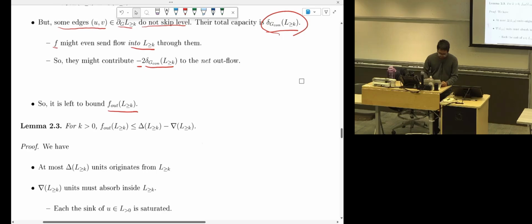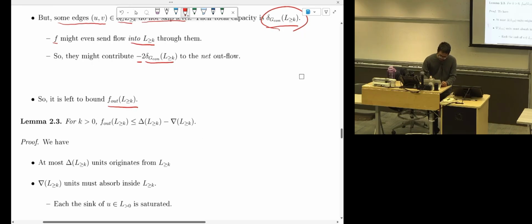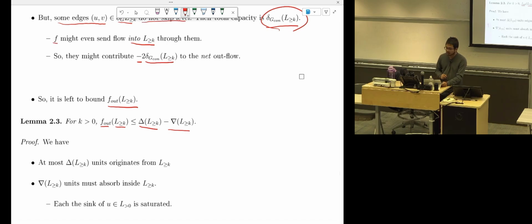Well, this is quite simple. I claim that the flow out of this cut is at most the source inside it minus the sink capacity in it. This is really intuitive, actually.